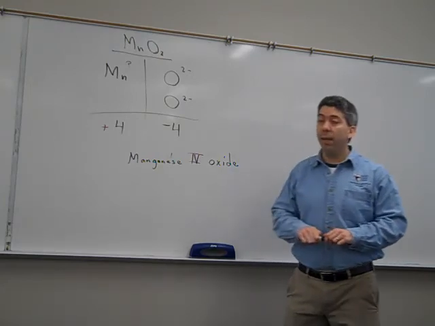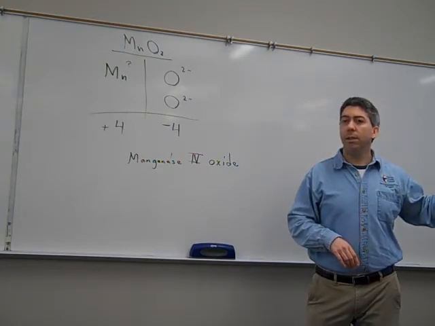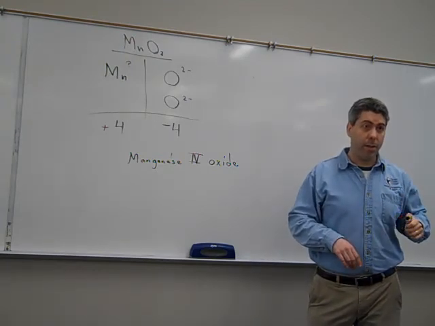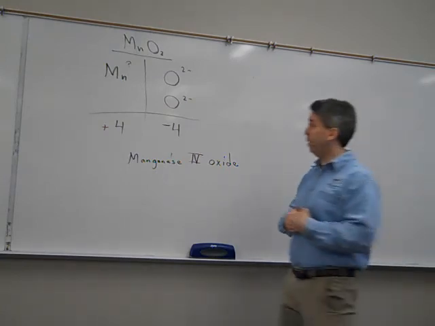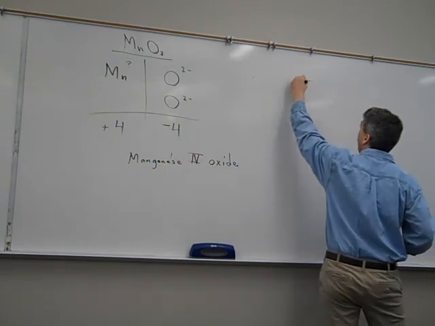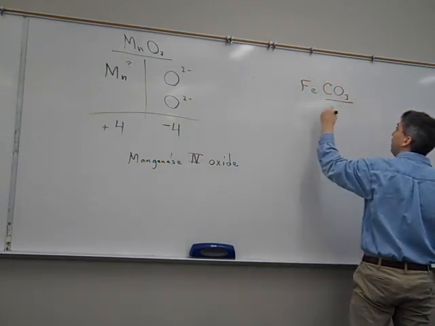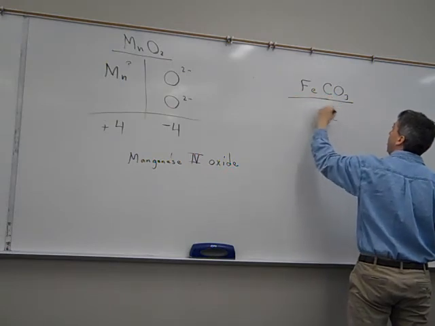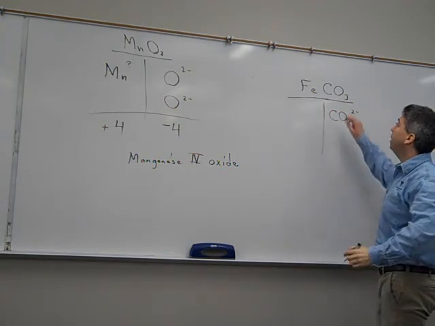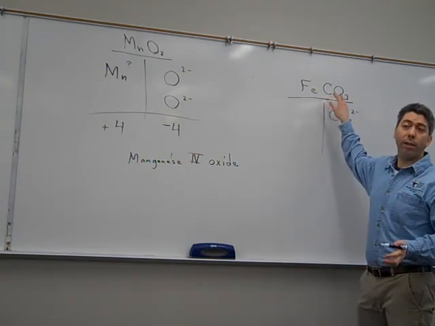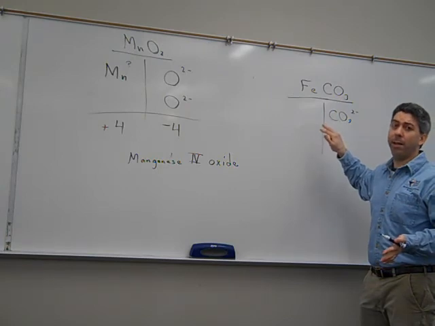Alright, so any of the other ones you want to go over? The second one, iron 2 carbonate. Okay, so for iron 2 carbonate, you see FeCO3. The CO3 here is a polyatomic ion. And by the way, anytime you see more than 3 elements in a compound, chances are you probably got a polyatomic ion.